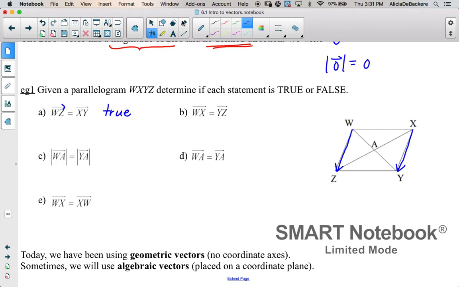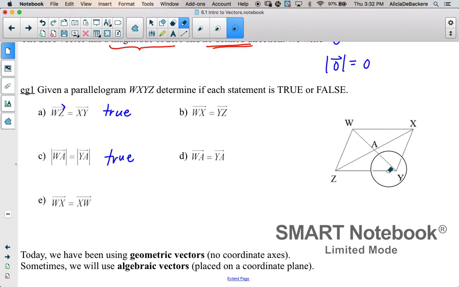All right, the next one is asking about the magnitude of WA, so the length only is all I'm considering here, going from W to A, and then it's also asking me about the magnitude starting from Y and going to A. So here all I care about are the lengths because of the magnitude bar. And I do have that these two lengths are equal to each other, even though I can't draw a straight line very well, and this is a true statement. Oh, I went down instead of across. Okay, so we'll go to B now.